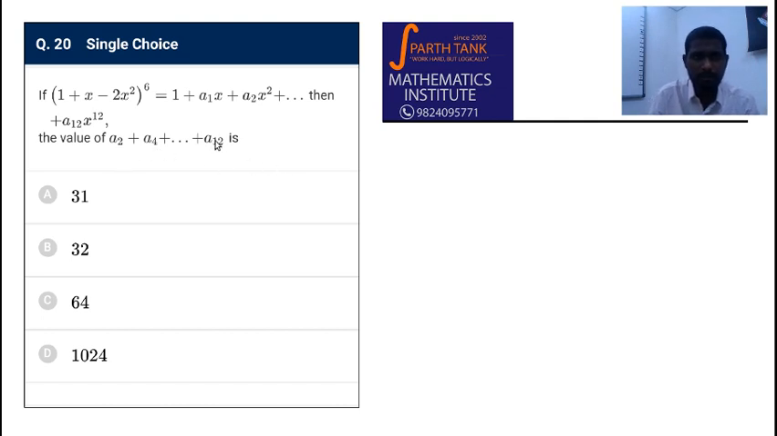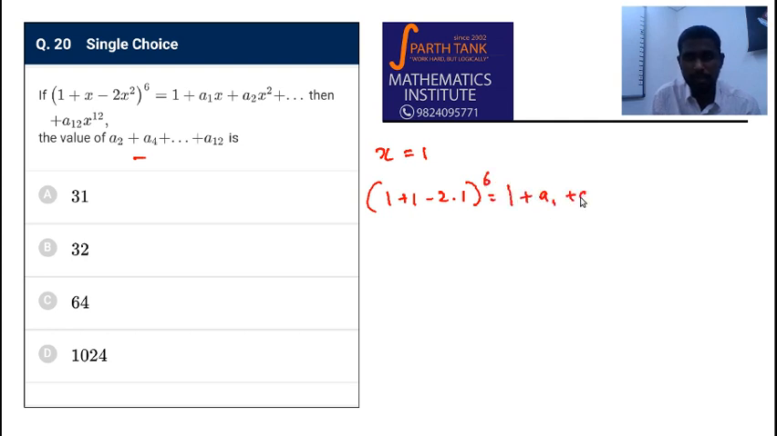See, all we need is even coefficients, right? So somehow we have to eliminate the odd coefficients from this. All this technique is based on substituting x is 1 and x is minus 1 and then adding the two equations. What do I mean? If I take x is equal to 1 in this equation, this becomes (1 plus 1 minus 2 into 1 squared) the whole power 6 is 1 plus a1 into 1 plus a2 into 1 squared plus a3 into 1 cube plus and so on up to a11 into 1 power 11 plus a12, right? So this left hand side is 0 basically, so 0 is 1 plus a1 plus a2 up to a11 plus a12.